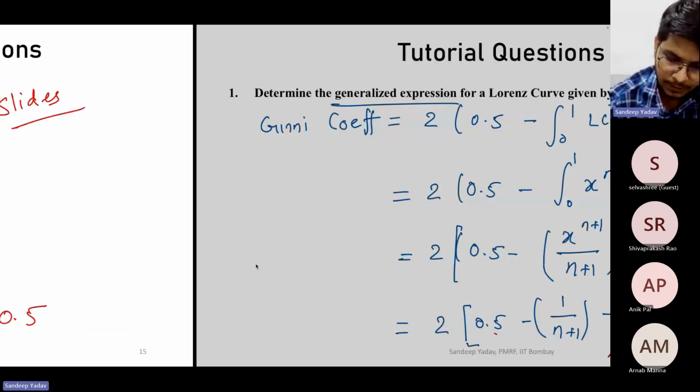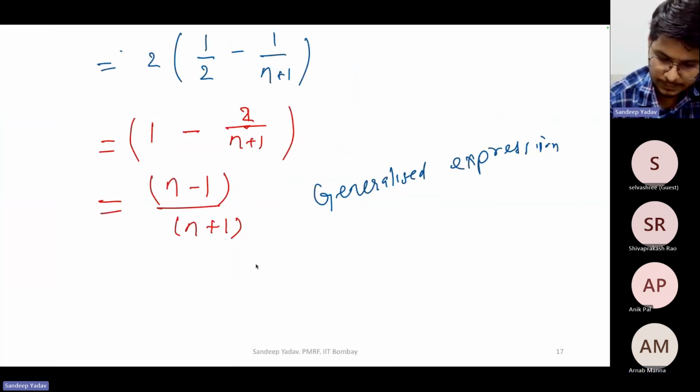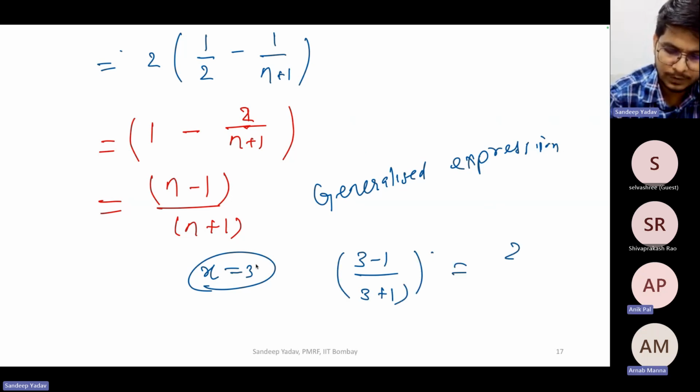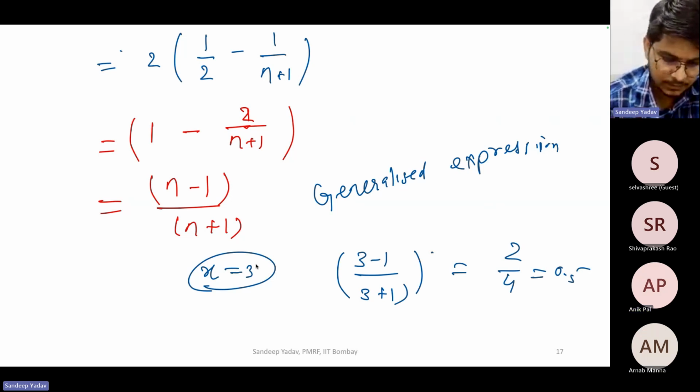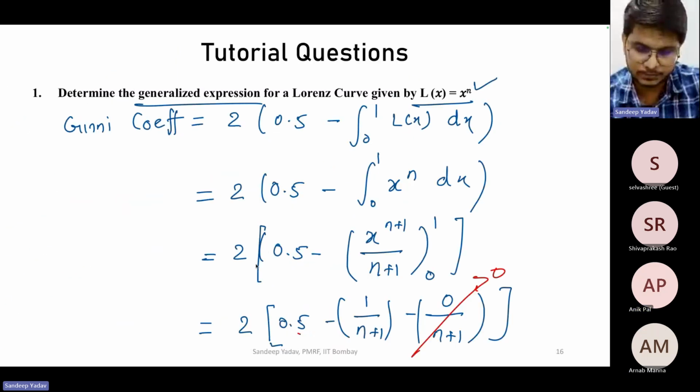Now we know the previous question that we have solved. X to the power 3 value is 0.5. So let's just put x equal to 3 in the function. So let's put (3 minus 1) upon (3 plus 1). This value will be 2 by 4. So the answer is 0.5. That means this is the ideal expression. Correct? So now we have proved it, and we have also utilized it in the previous question.